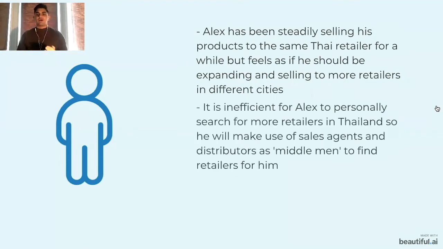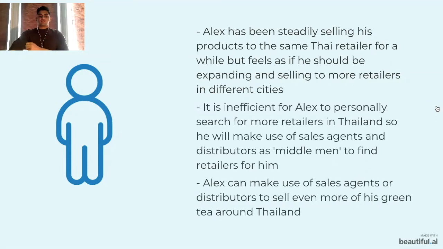So it's inefficient for Alex to personally search for these Thai retailers. So what he's going to do is he's going to make use of sales agents and distributors, and they're going to act as middlemen, and they're going to help Alex find people in Thailand to sell to. Otherwise, Alex would have to go all the way over to Thailand and find them himself. But of course, he doesn't speak the language, he doesn't know the culture. It's a bit difficult. So what Alex is going to do, use these, sell more green tea.